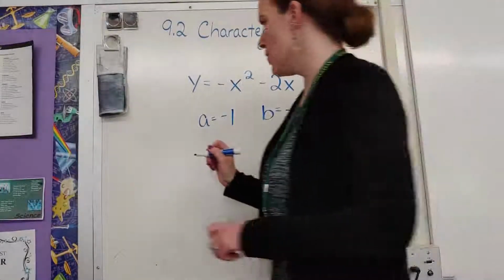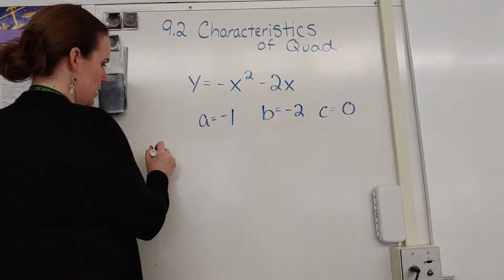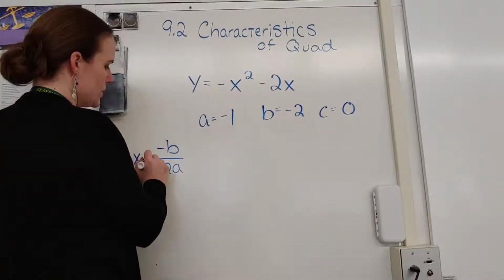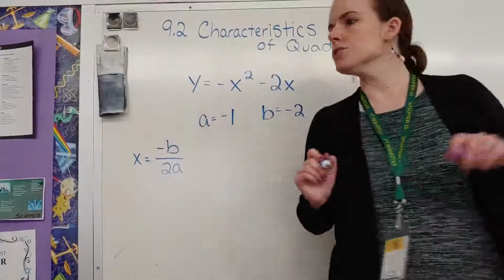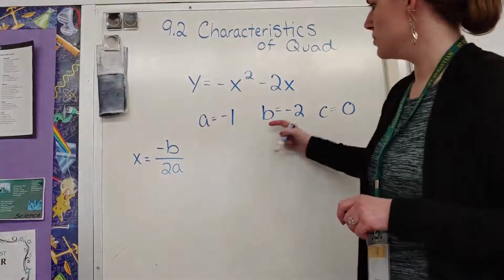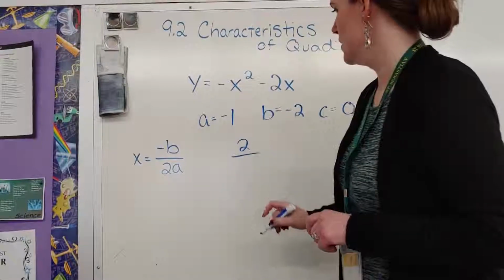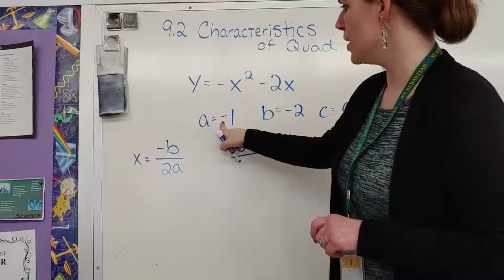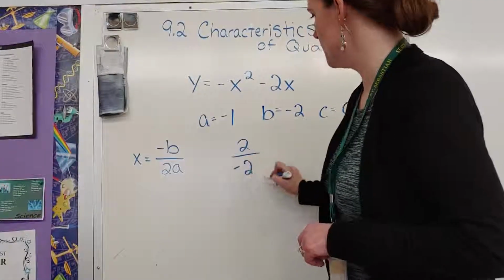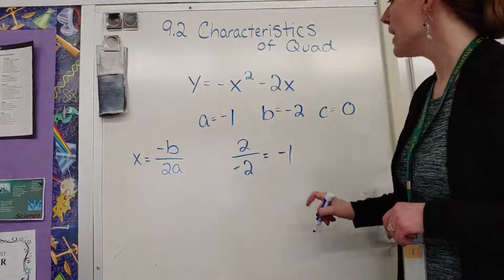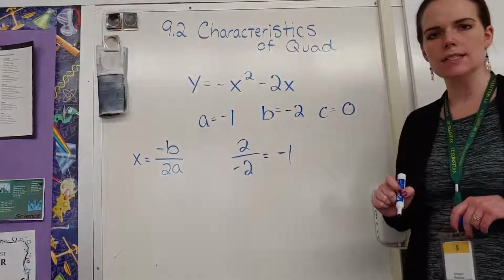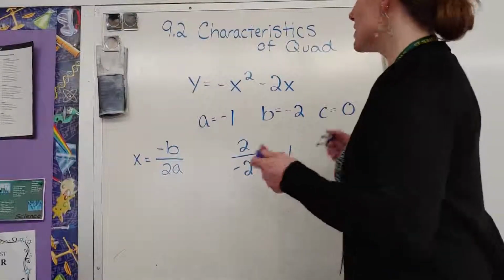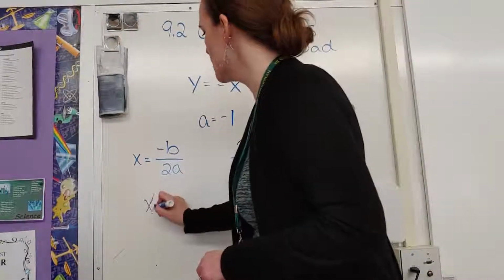So you're going to use this formula, x equals negative b over 2a. Negative b would be 2. And 2 times a is negative 1 times 2, which is negative 2. So my x value of my vertex is negative 1. That means my axis of symmetry would be x equals negative 1.